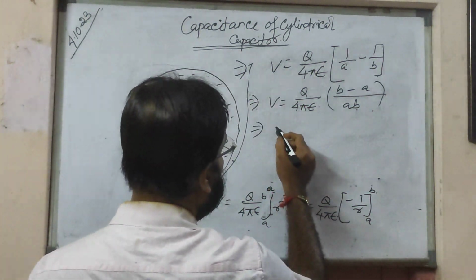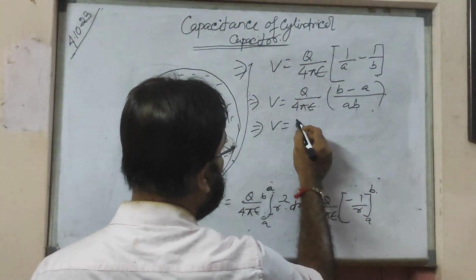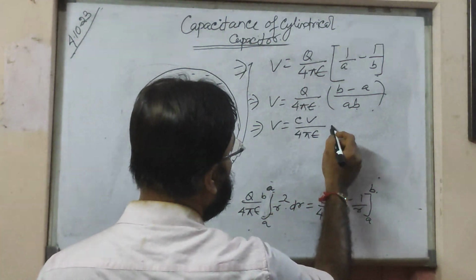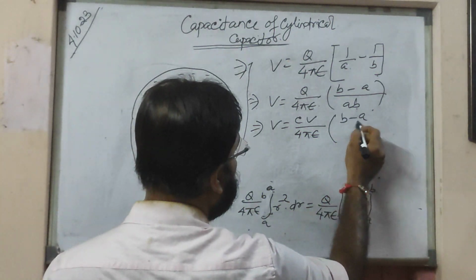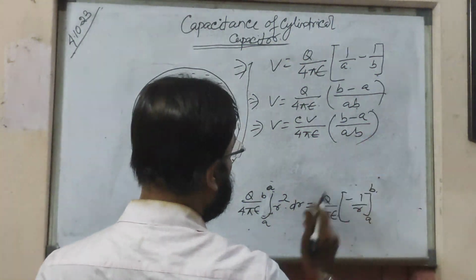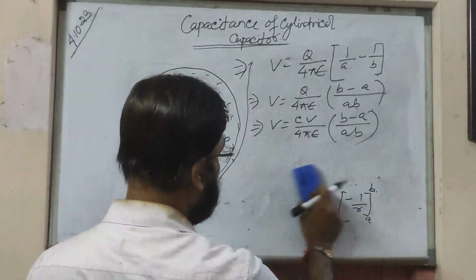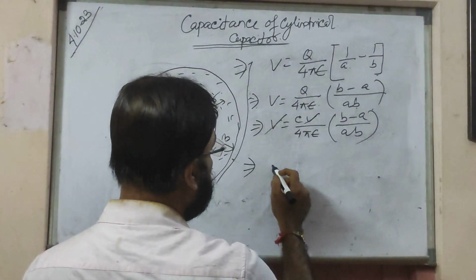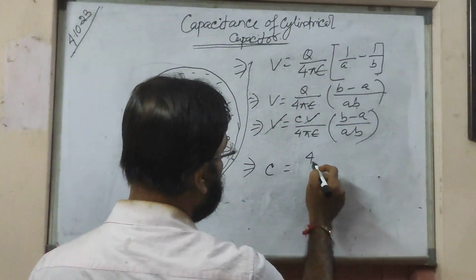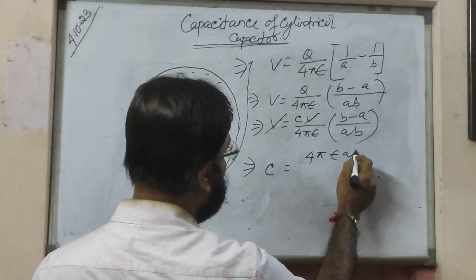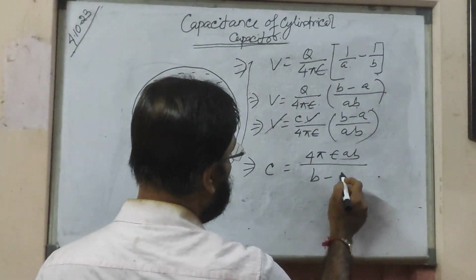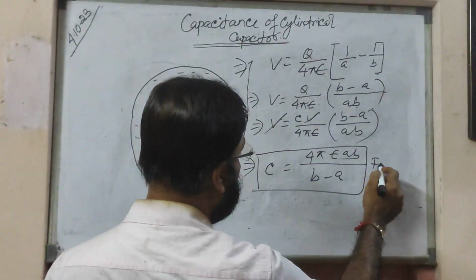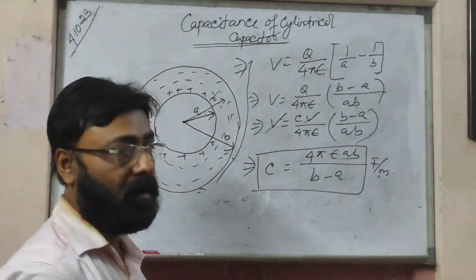So again, by putting the value of Q is equal to C into V, it will be 4 pi epsilon V into (B minus A) by AB. So V gets cancelled out, so that gives you C is equal to 4 pi epsilon AB divided by (B minus A). So this one is the capacitance of a spherical capacitor. The unit will be farad per meter.